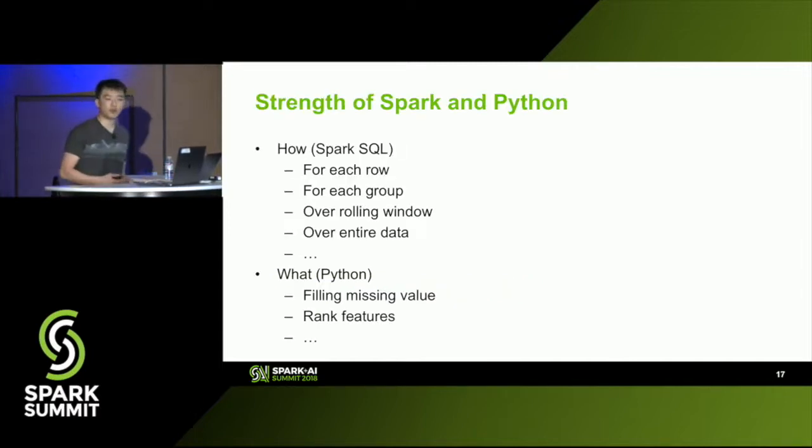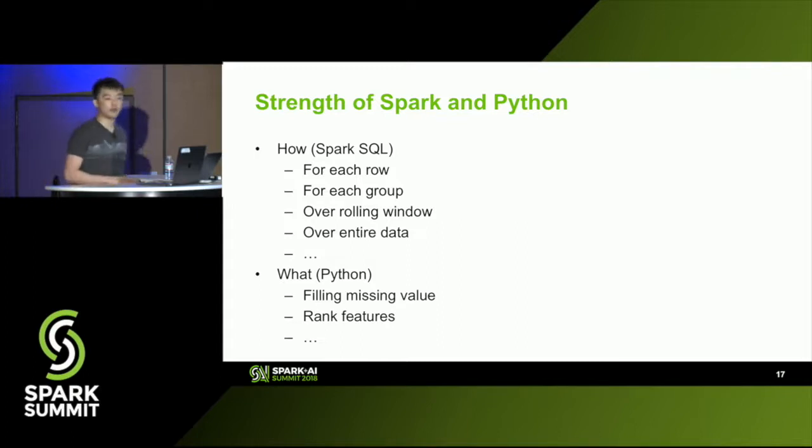If we think a little harder about Spark and Python, we find that they are really great at doing their individual things. Spark, with its Spark SQL and relational operations, is very good at specifying how you want to operate on your data. For instance, you can say you want to do something for each row, or do some grouping of the data, or a rolling window, or operate over the entire data. Spark has very good primitives and pretty efficient execution of these relational operations.